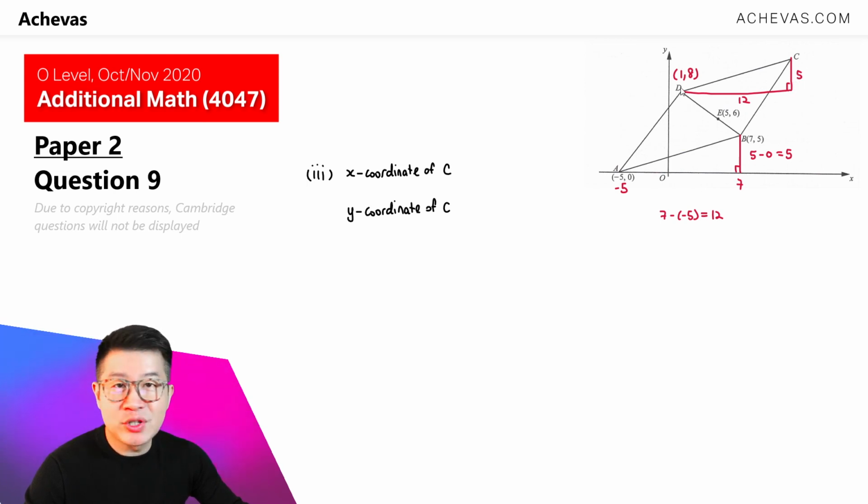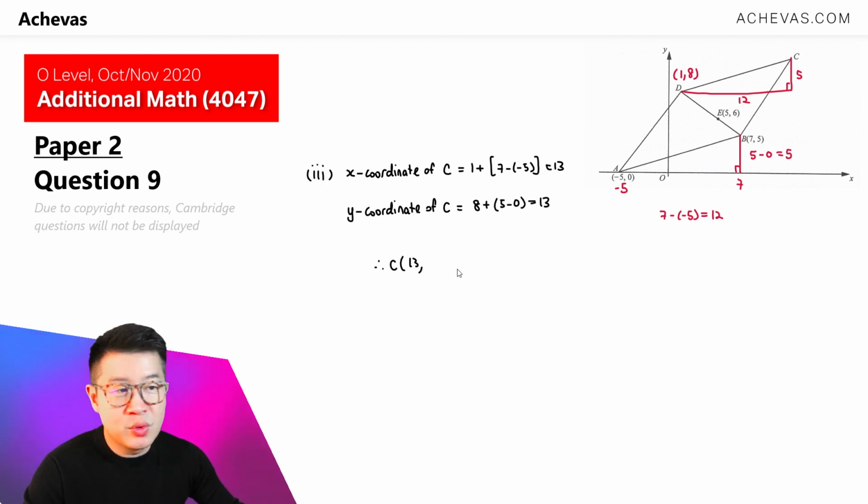And with reference to the x coordinate of D, we will be able to come up with the x coordinate of C, which is taking the x coordinate of D, 1, plus this length here, 2. Or we can also write it down as 7 minus 5. So 1 plus 2, this is equal to 3. So this will give me the x coordinate of C. For the y coordinate of C, we're going to make use of the y coordinate of D plus this length. So it's going to be 8 plus 5, or 5 minus 0. And this is also equal to 13. So the coordinates of C is (3, 13).